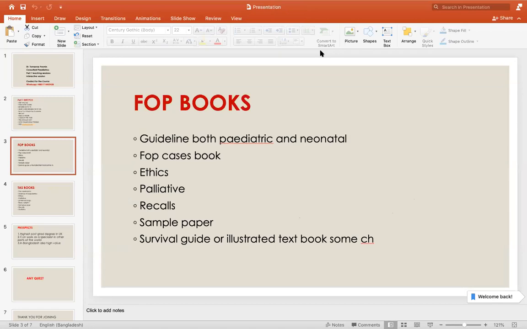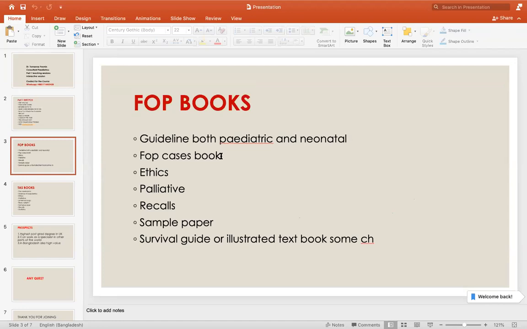So what are the FOP books, the FOP exam books? We will prepare for our morning FOP exam. What books will we need? First of all, we need the guidelines, both pediatric and neonatal. Let me share this one. So now we will practice the Red Book, the pediatric guideline, and the Blue Book, the neonatal guideline.